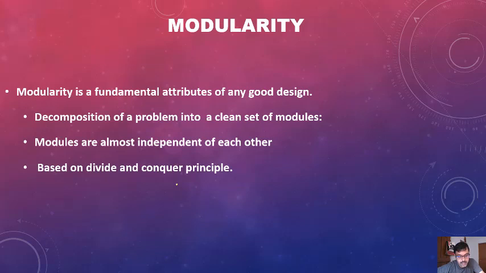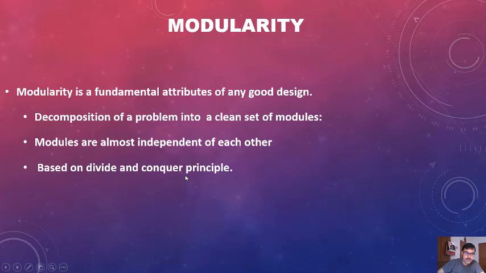The divide and conquer principle recursively breaks down a problem into two or more sub-problems of the same type until they become simple enough. The solutions of the sub-problems are then combined to solve the big problem, the original problem. This is called the divide and conquer principle.